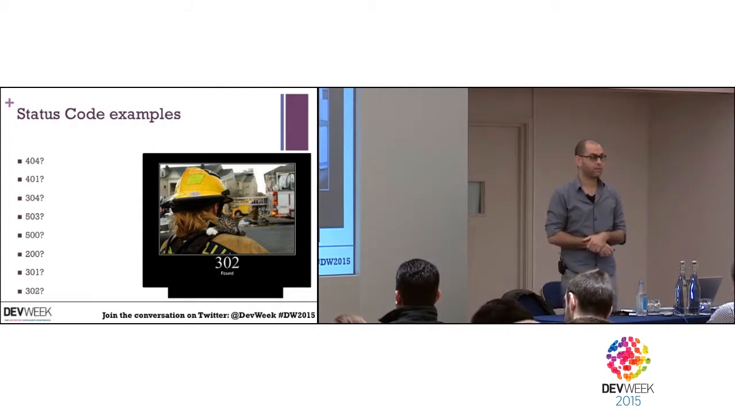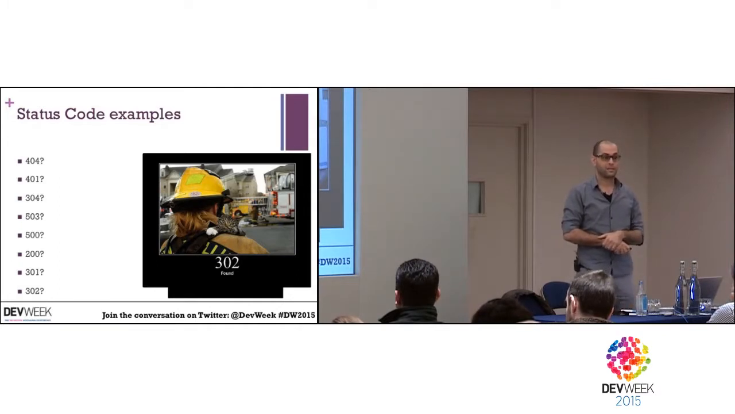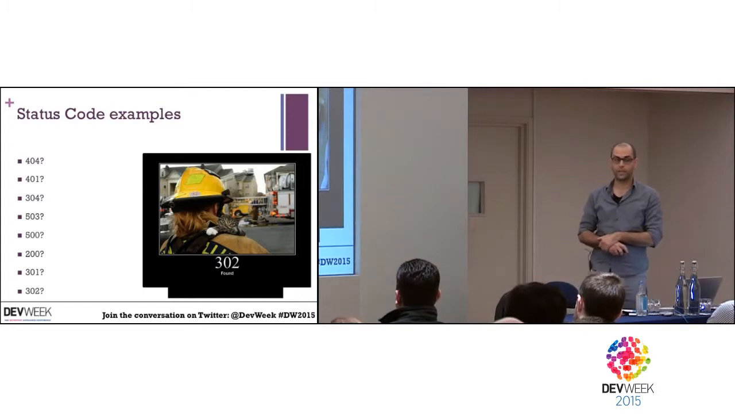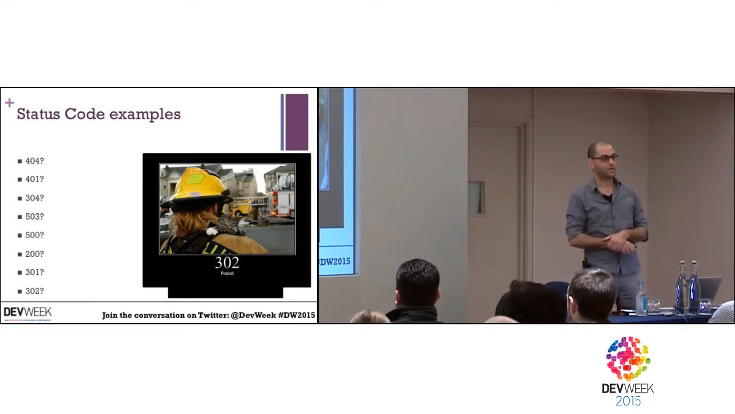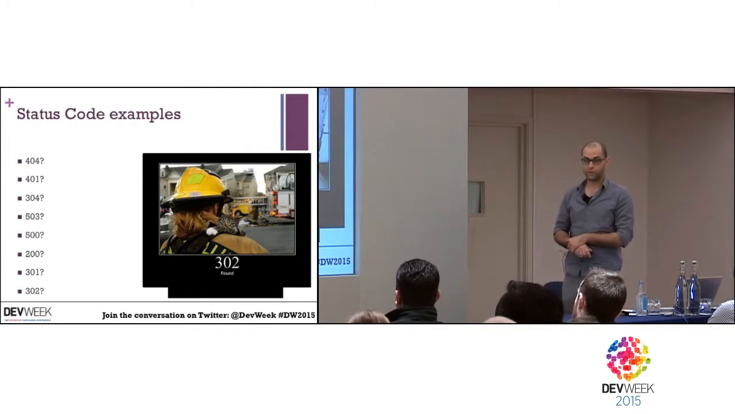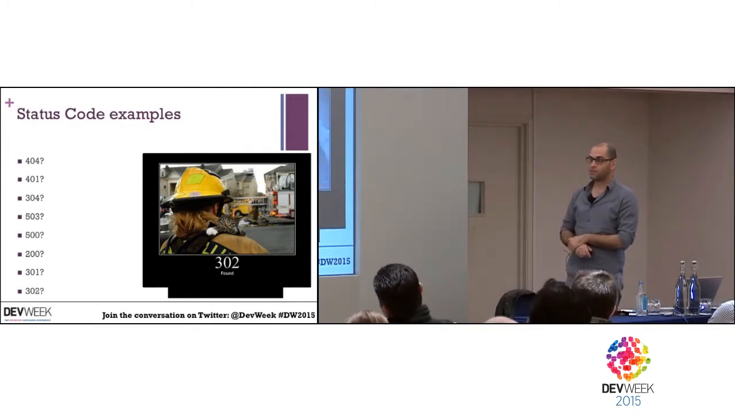503. Let's see if you had bugs. 503, service unavailable. This happens when you have too many exceptions and your server just shuts down. 500. Come on, you should know this. Yeah, internal server error. 200. Okay. 301.